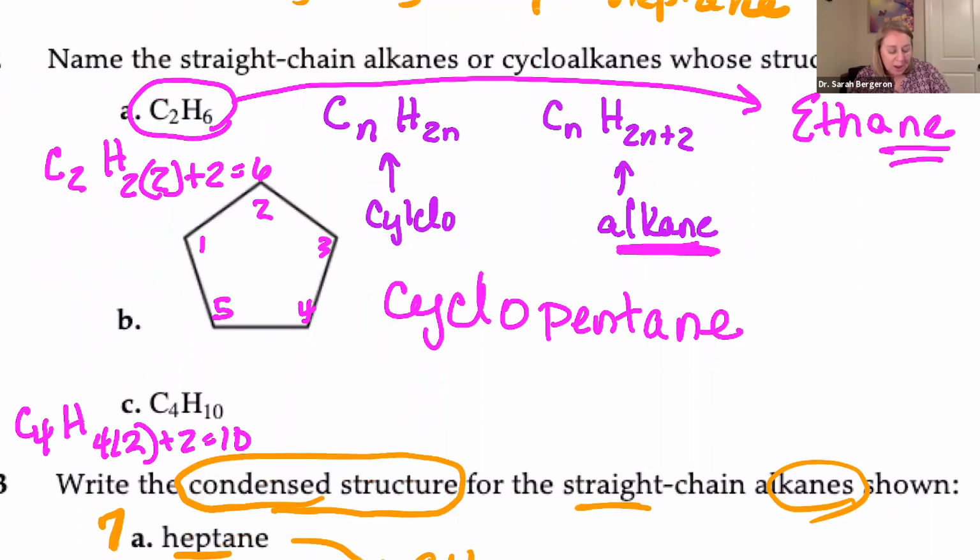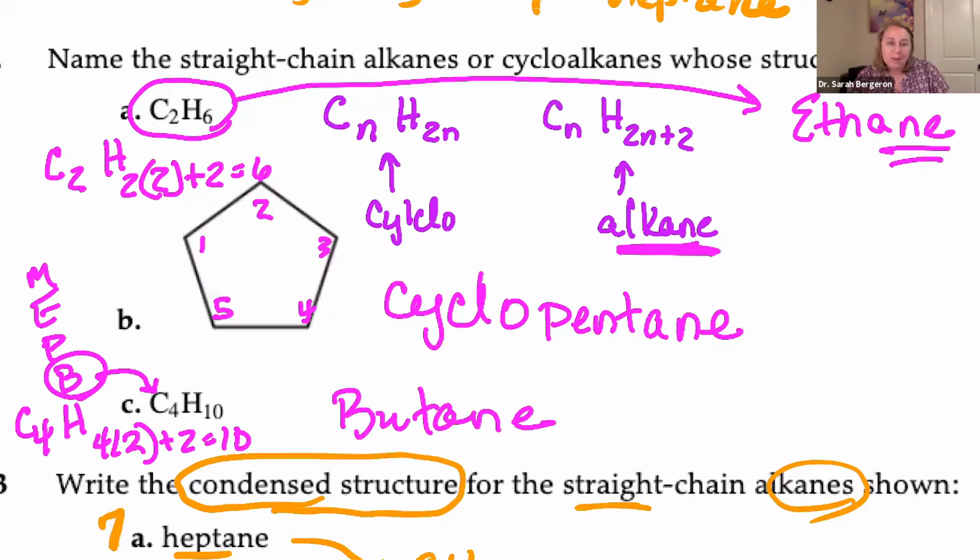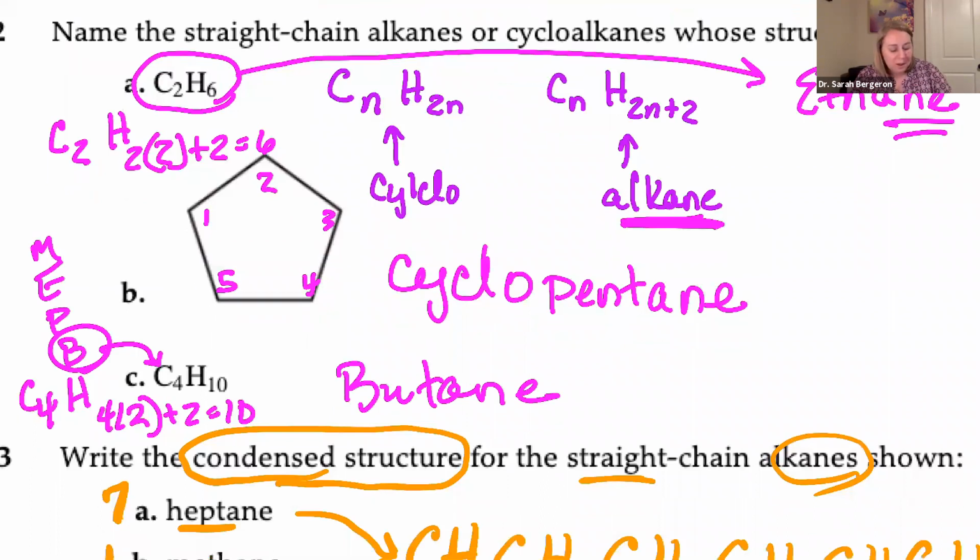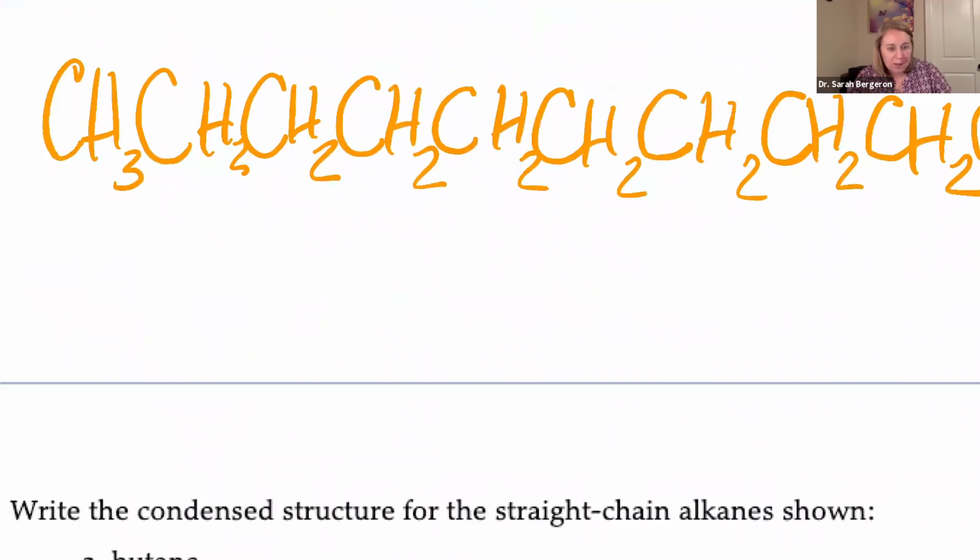So we're again an alkane, and this is 4. So it's "Me eat peanut butter." B is 4, so this is butane, okay?